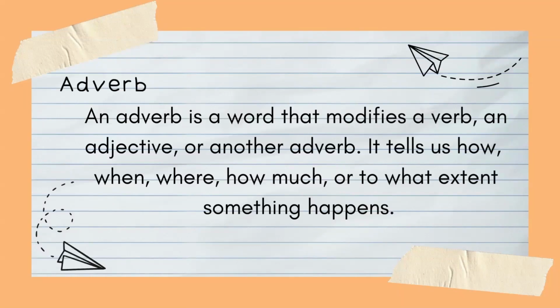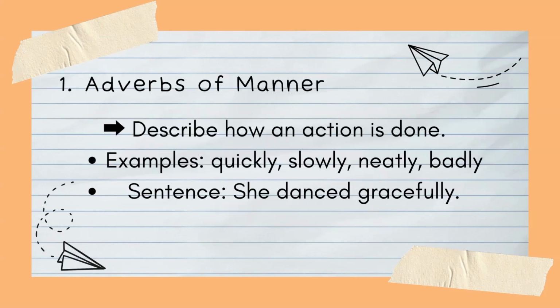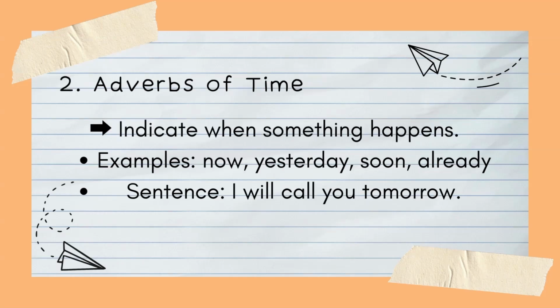Adverb. An adverb is a word that modifies a verb, an adjective, or another adverb. It tells us how, when, where, how much, or to what extent something happens. 1. Adverbs of manner describe how an action is done. Examples: quickly, slowly, neatly, badly. Sentence: She danced gracefully.